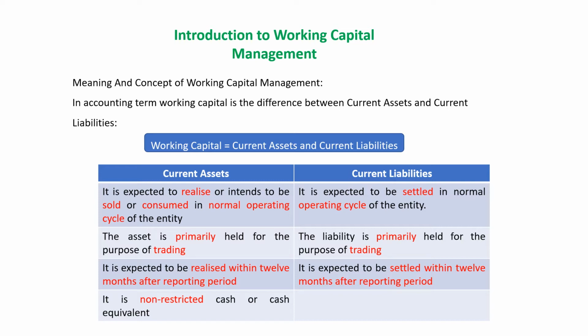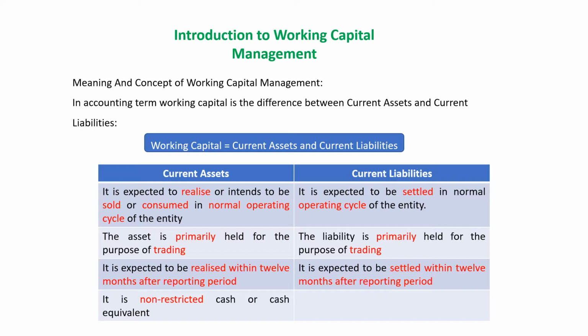Next, the liability is primarily held for the purpose of trading. Again, it is the liability which is created because I have to manufacture or do business from the materials or products which I procured from my supplier. Then that liability is called a current liability.